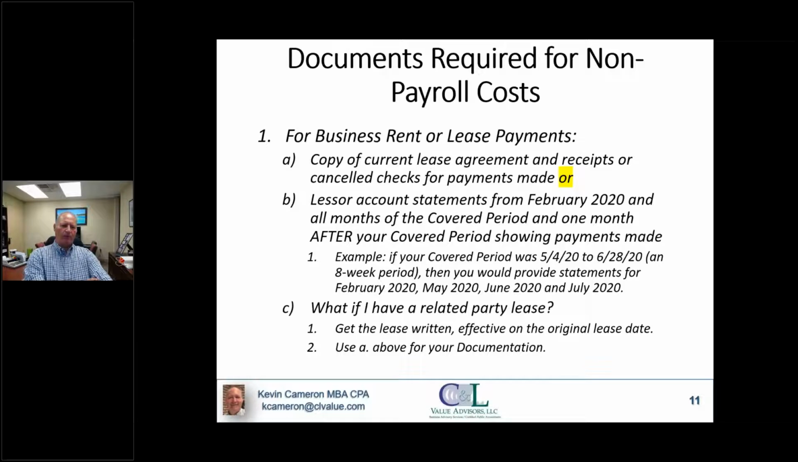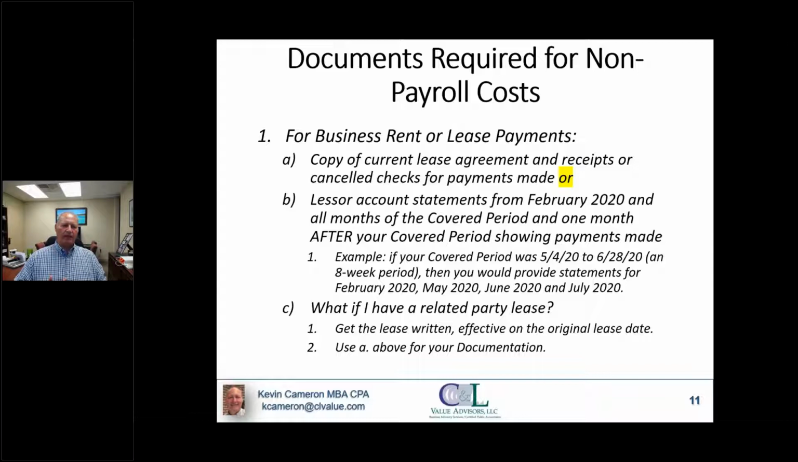I gave you an example here. If your covered period was May 4th to June 28th, which is a traditional 8-week covered period, you're going to want to provide the February, the May, the June, and the July statements for the rent.